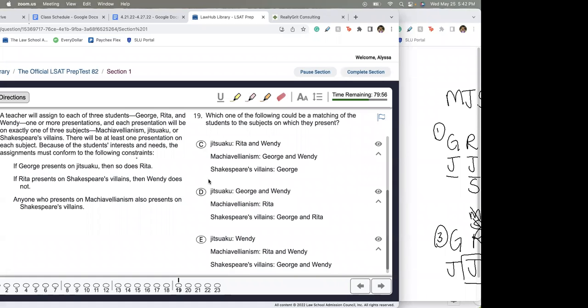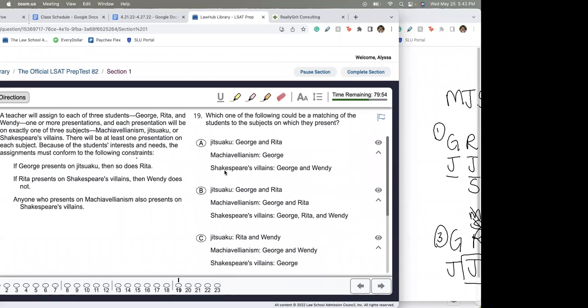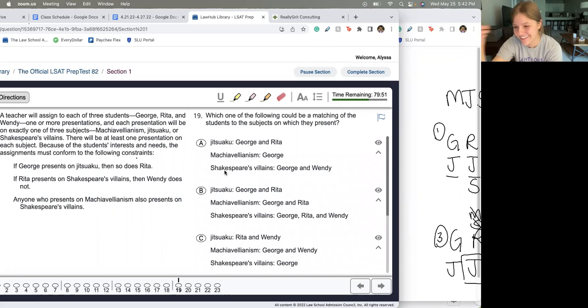Can you scroll back up to A and B really quick? Sorry.